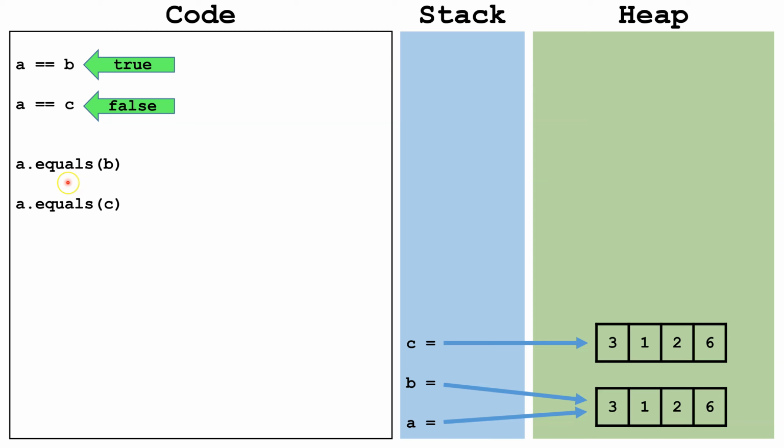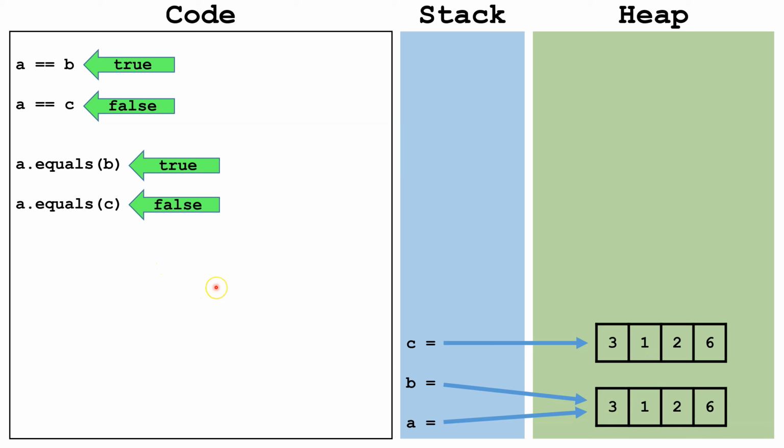Now let's look at using the equals method. With arrays, the equals method is a shallow comparison, so it's also going to check, are these variables pointing at the same object? So A.equals(B), they are pointing at the same object, so this will evaluate to true. And then A.equals(C), the objects are identical, but they're not the same object in memory, so this will evaluate to false.